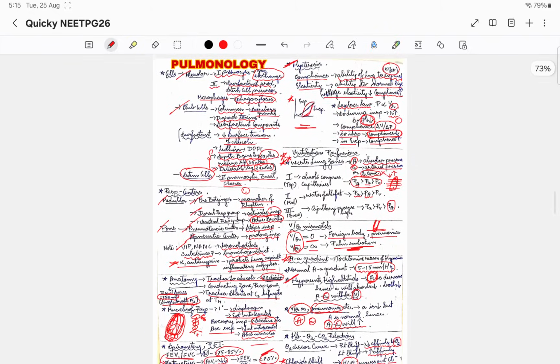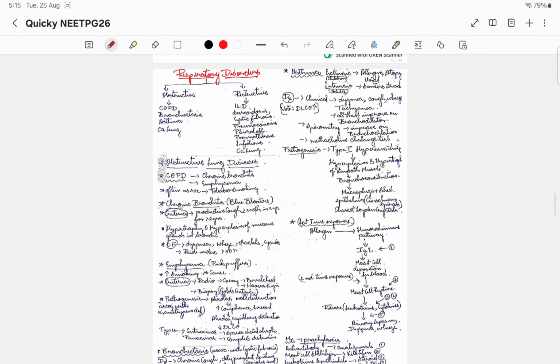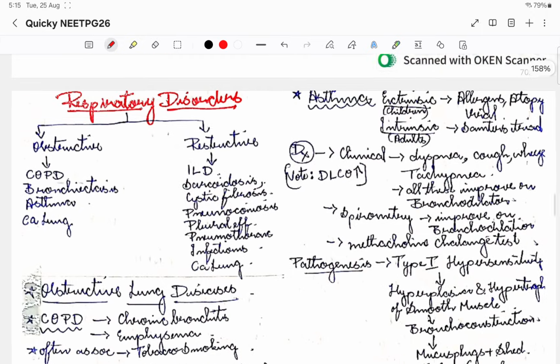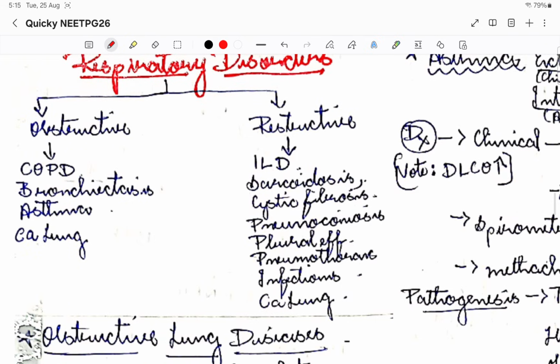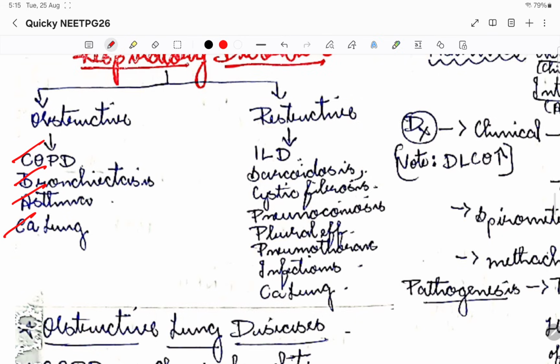Okay, so this is the mainstay of the physiology and anatomy with respect to pulmonology. Okay, so now we'll move to the respective pathologies with respect to respiratory disorders. Okay, so respiratory disorders can be divided into obstructive and restrictive disorders. Obstructive disorders are where there is some obstruction in the airway. So basically COPD, bronchiectasis, asthma and CA lung can lead to obstructive disease, whereas in restrictive disease there is some pathology in the parenchyma or the interstitium of the lung. So it is not the airway that is the problem, it is the parenchyma or the interstitium that is the issue.